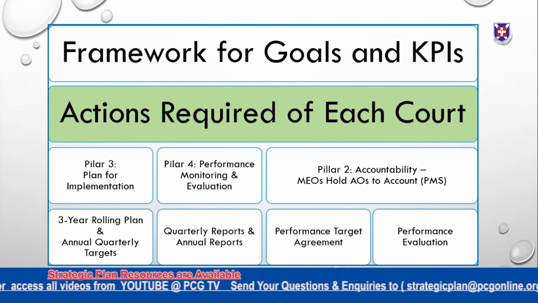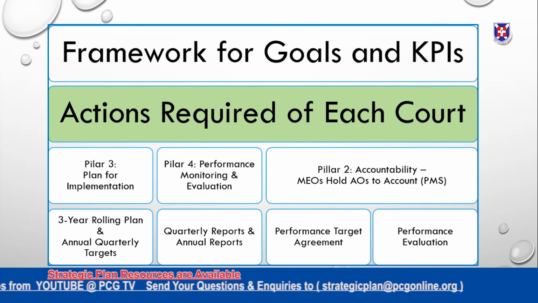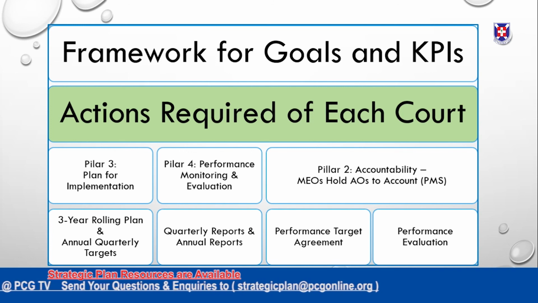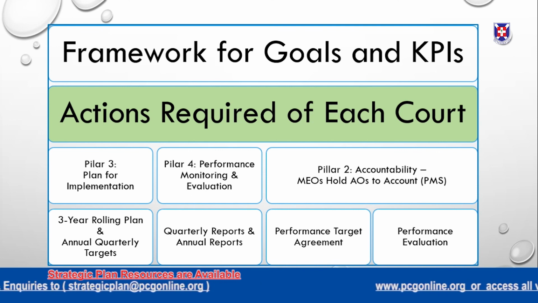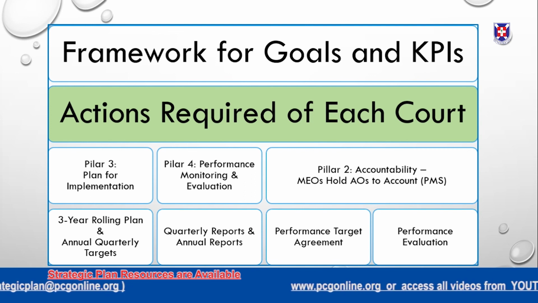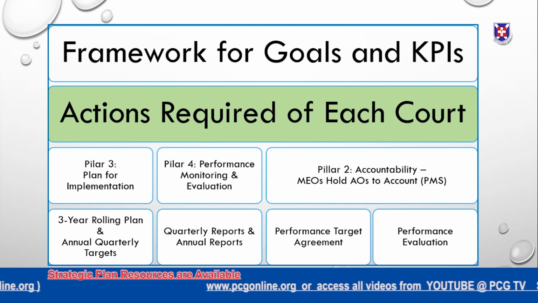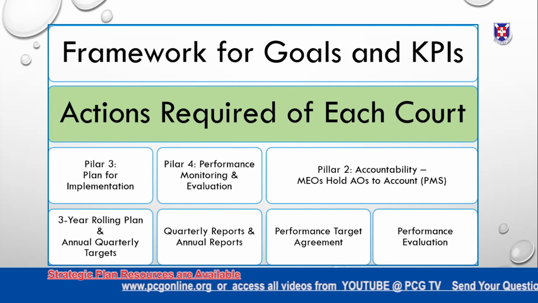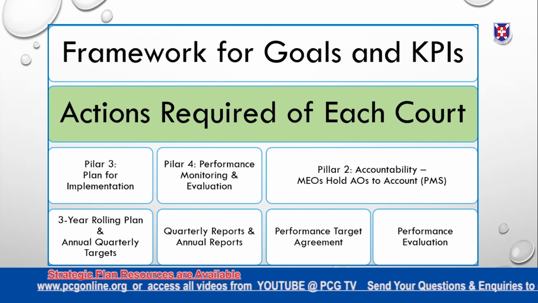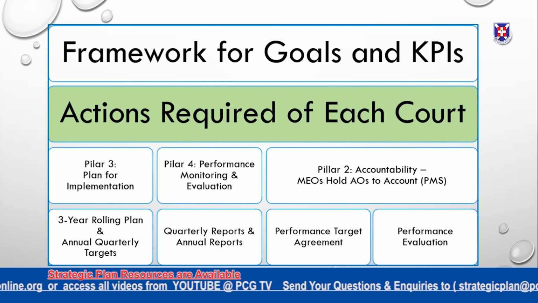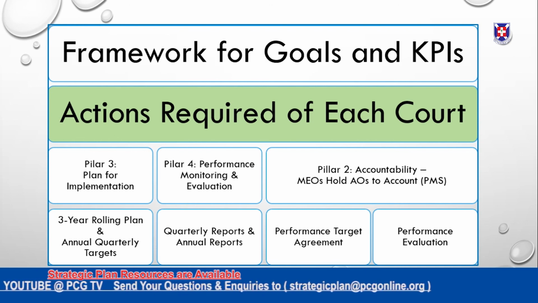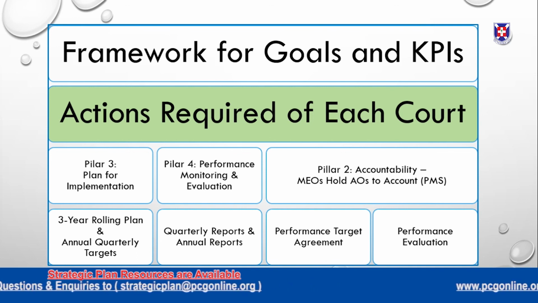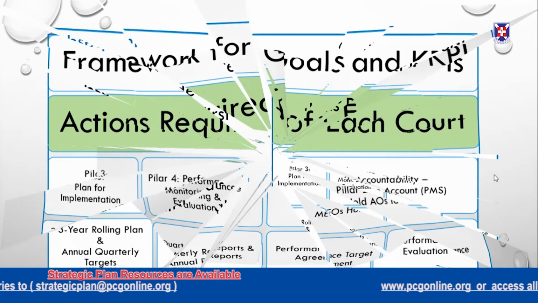And then for each of these, there are things. For Pillar 3, plan for implementation, you have the 3-year rolling plans and the annual quarterly targets. For Pillar 4, performance monitoring and evaluation, you have quarterly reports and annual report. And for Pillar 2, the performance management system, we have a performance management target agreement, and then performance evaluation systems. So when all these things are done by the courts, then we can see some results being generated. We can evaluate the results, and we can see how well we are doing, whether we have been realistic or we have just been dreaming. So this is what we need to do with the framework for goals and KPIs, so that we can achieve some results for ourselves as a church.